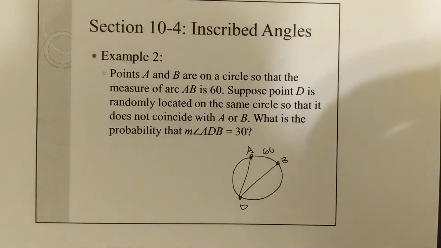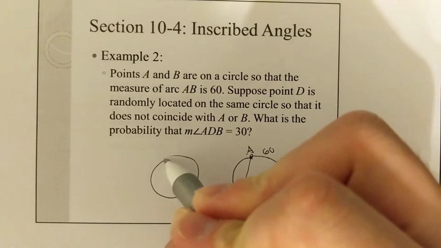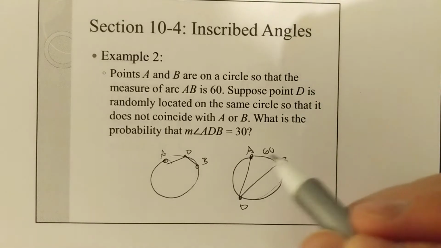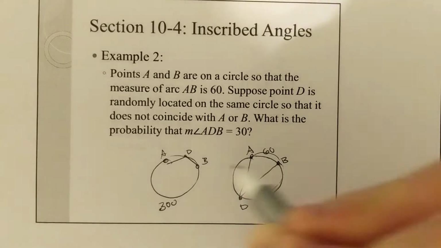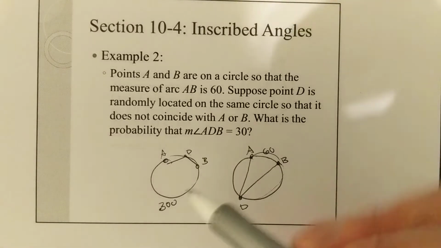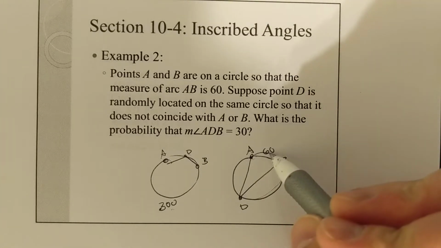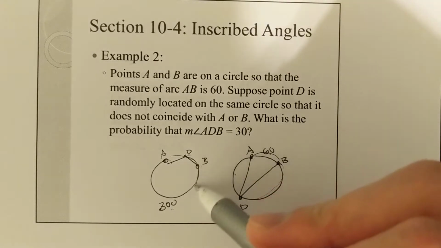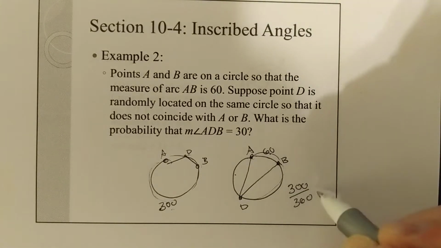Now, if D is where I drew here, it is guaranteed to be equal to 30 because the angle has the intercepted arc. But D could also be elsewhere. So here's A, here's B, and I can put D in the middle. In that case, if this arc here is 60, this other arc is 300. And in this case, ADB is equal to 150, or half of the 300. So angle D has to be somewhere in this 300 degrees for that to be true. So the probability is 300 out of 360.